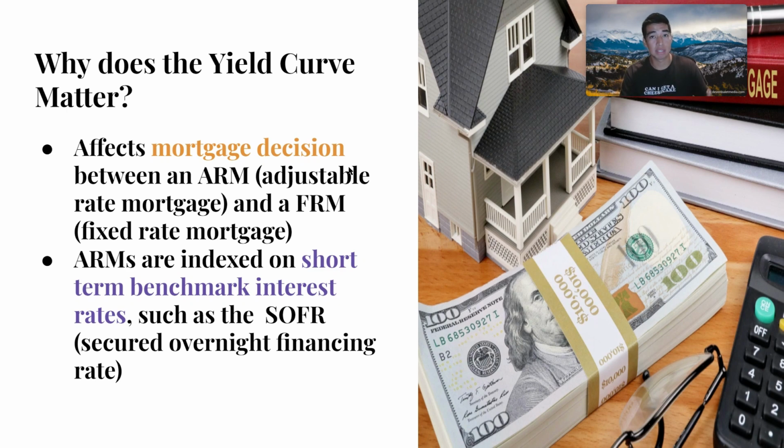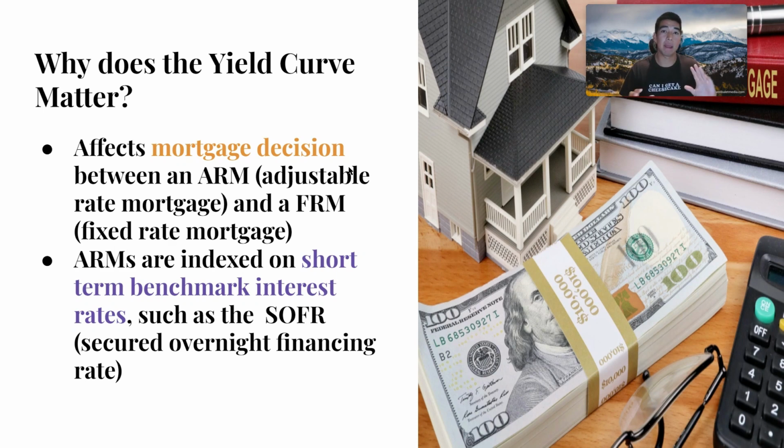If you are someone that's deciding between an adjustable rate mortgage or a fixed rate mortgage, you would want to look at the yield curve and see what's going on, because in the adjustable period of an ARM, if we're talking about a hybrid ARM that has a 3, 5, 10-year fixed period, it will help give you an idea of what the rate will do, where you'll be at. And like I mentioned before, ARMs are indexed on short-term benchmark interest rates, such as the secured overnight financing rate.